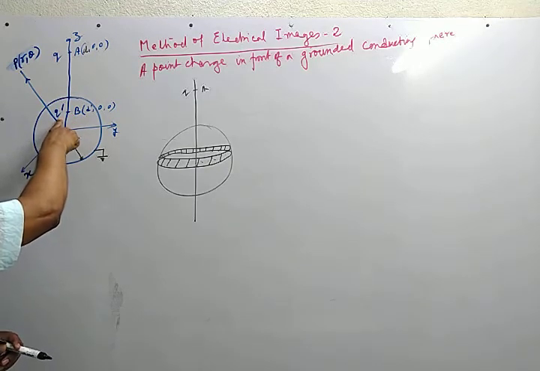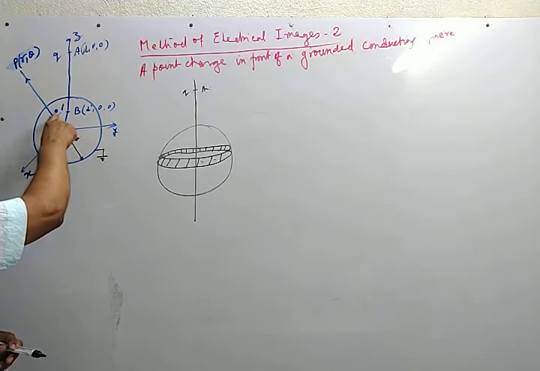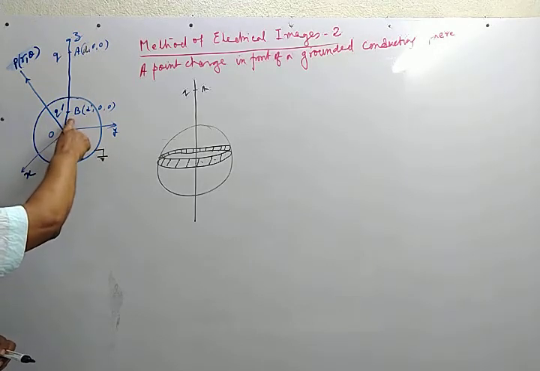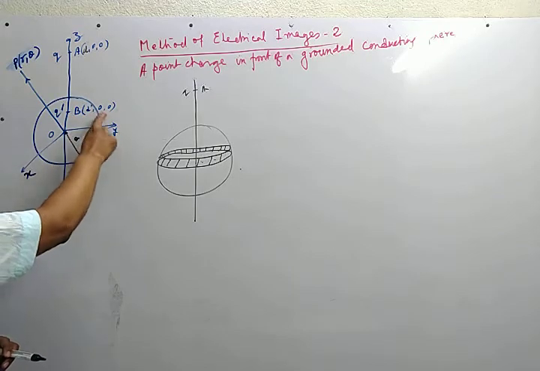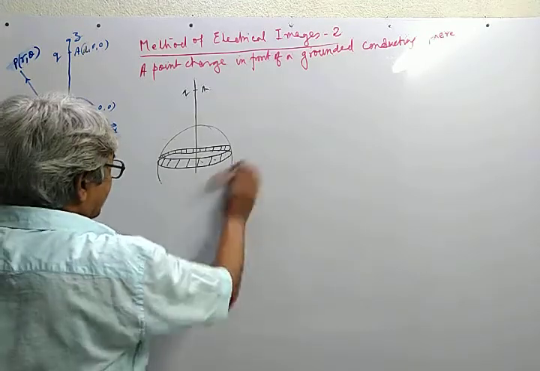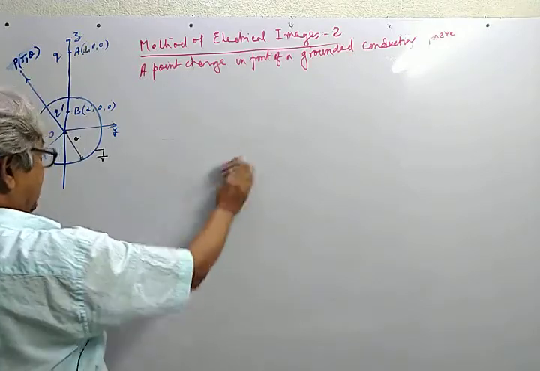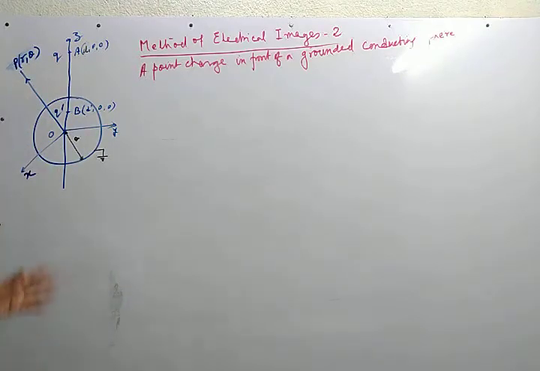Let q prime be the magnitude of the image charge, located at B, whose coordinate is (d prime, 0, 0). We want to find the potential at an external point P. We choose our coordinate system in such a way that the z-axis and the point of observation, that is OP, lie in the xz plane, that is, the phi equal to 0 plane. This simplifies the mathematics.